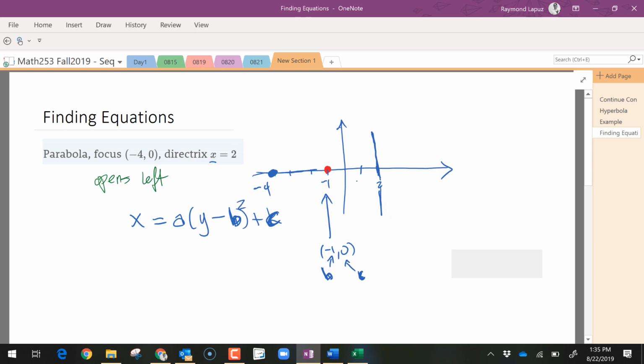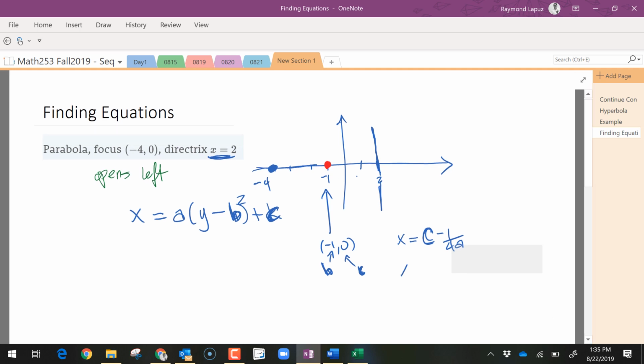Oh, this is squared also. Thank you. What was the formula again? C minus 1 over 4a. And is this the focus or directrix? The what? So this is the directrix. So x is equal to this thing, right? Our directrix is x is equal to 2, and c, we already said, was equal to 0.